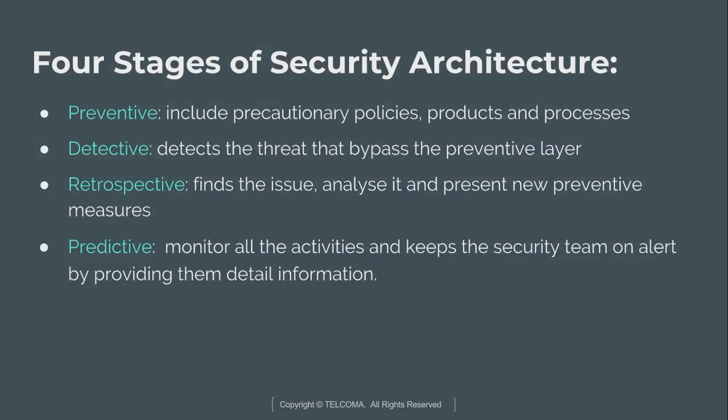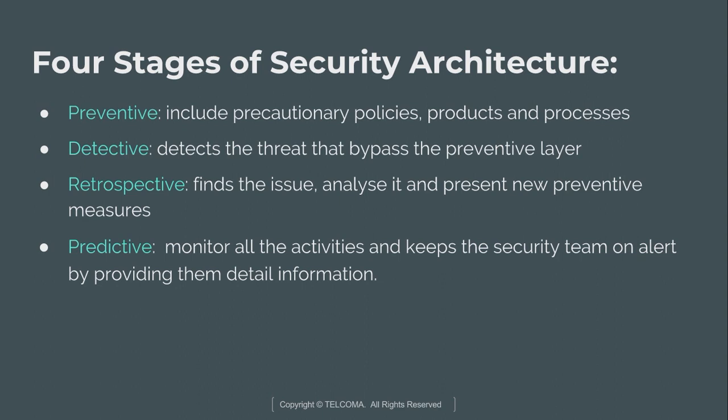So first is the preventive, which includes precautionary policies, products and processes. Here the precautionary policies, products and processes are used to counter attacks and raise difficulties for the attacker by reducing the surface area of the attack. Next is detective. It is designed to discover the attack that bypasses the preventive layer. So the attack which passes through the preventive layer is detected by the detective layer. The goal is to reduce the time for threat detection and therefore prevent potential damages from becoming actual damages.